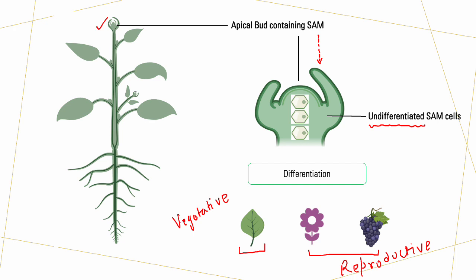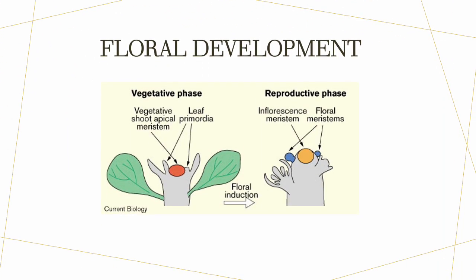Moving ahead, the next thing we have in mind is to understand how a flower actually develops within a SAM, or the shoot apical meristem. The next important thing that we have is floral development. There are two phases in the life cycle of a plant. One is known as the vegetative phase, where mainly the organs like leaf and other vegetative parts are the main focus. The other phase is known as the reproductive phase. The reproductive phase is mainly associated with the formation of flowers and fruits, etc.